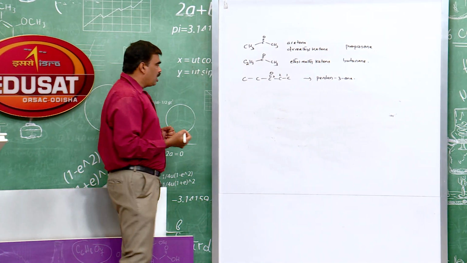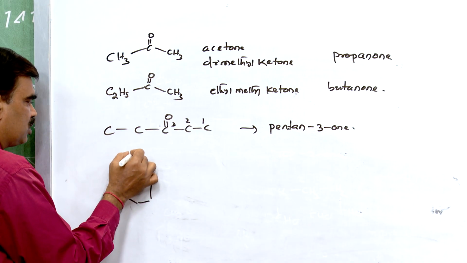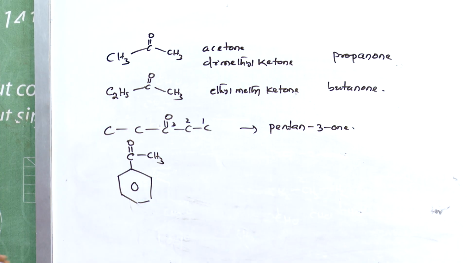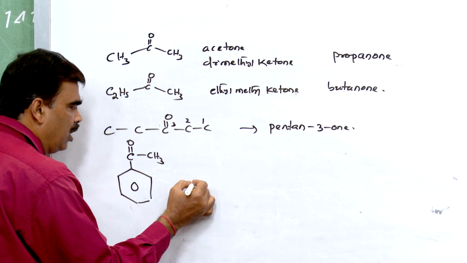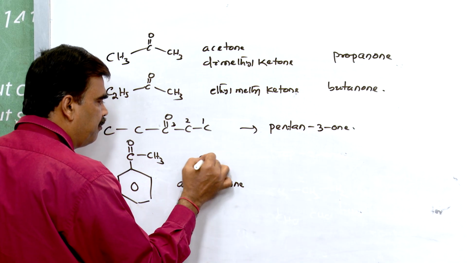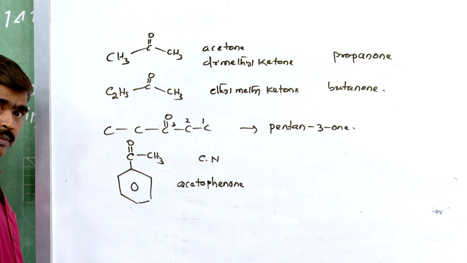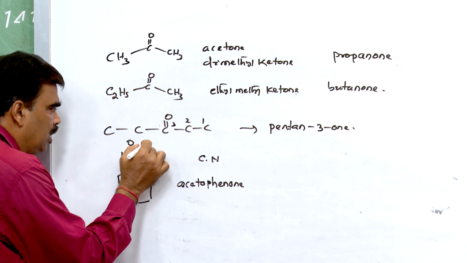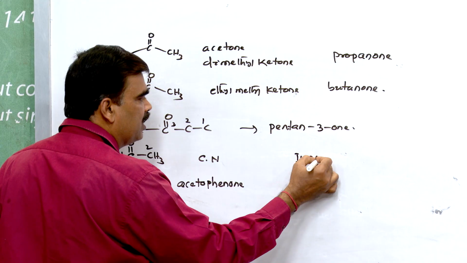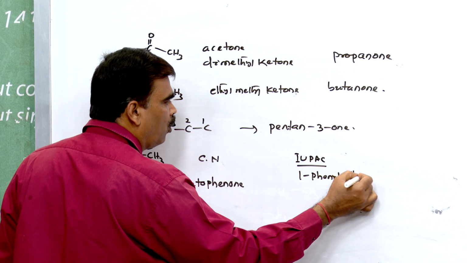Let us do some IUPAC naming of aromatic compounds. What will be its name? It is better known as, common name is acetophenone. What will be its IUPAC name? So, this carbonyl carbon is numbered as 1. So, 1, 2 means 1-phenylethanone. Remember this, very important. IUPAC name is 1-phenylethanone, right?